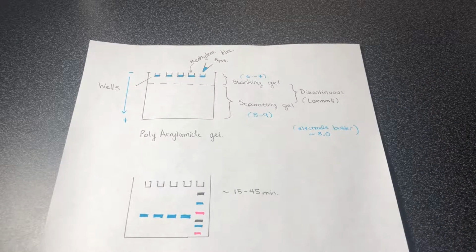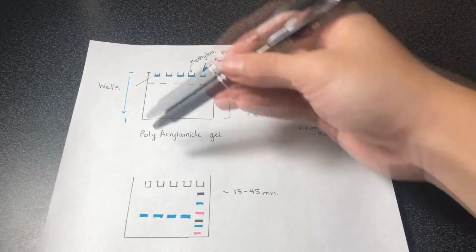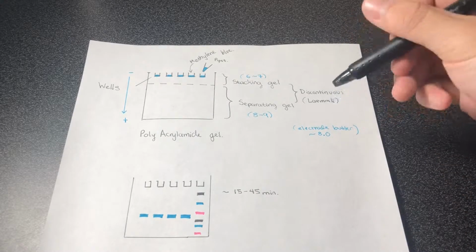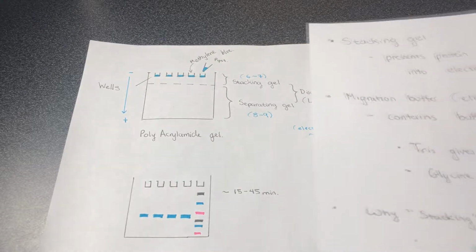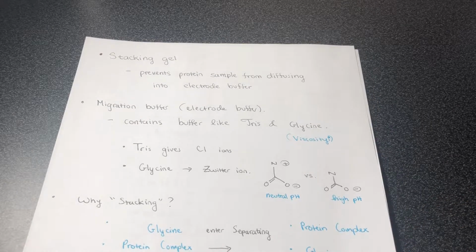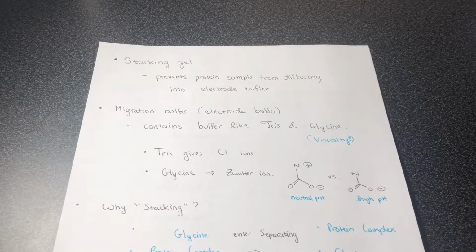Now, you have an electrode buffer. So imagine in this gel, you have something surrounding it, allowing things to flow. This electrode buffer is at 8.0 pH. Now that's important. Keep in mind the pH levels. So we go on to, what is a stacking gel? The stacking gel prevents protein samples from diffusing into the electrode buffer. This is because the stacking gel is at a lower pH, which favors the protein, allowing the protein to flow from the higher to the lower pH.